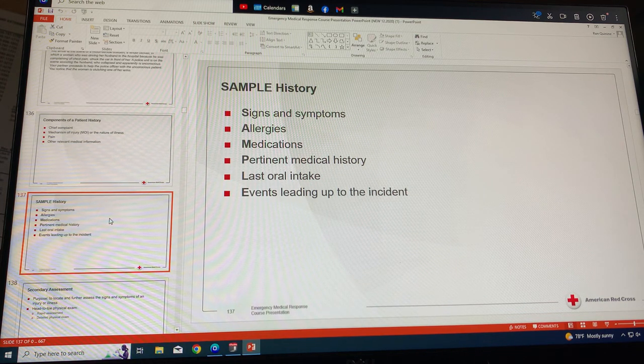Pertinent medical history. Determine whether the patient is under a healthcare provider's care for any condition, if the patient has had a similar problem in the past, or if the patient has been recently hospitalized or had recent surgeries. If the patient is female, ask if she is or could be pregnant.